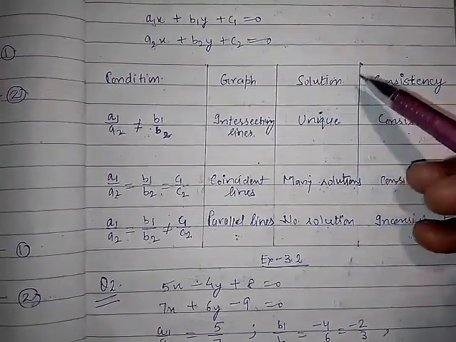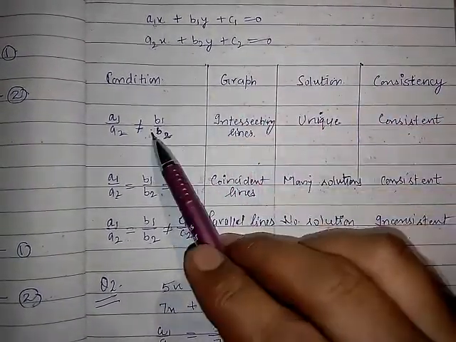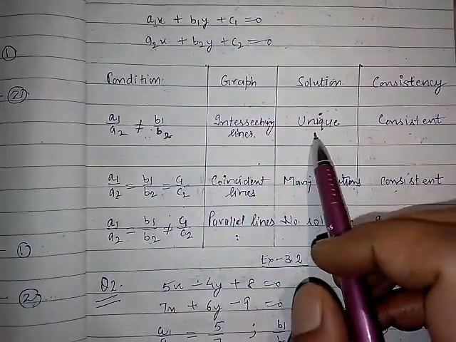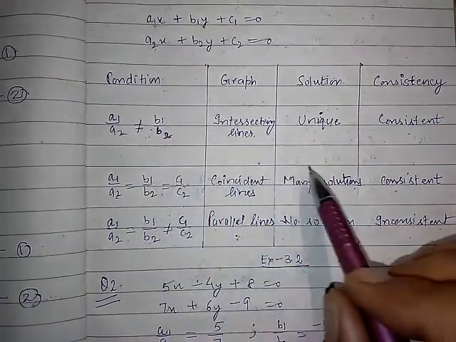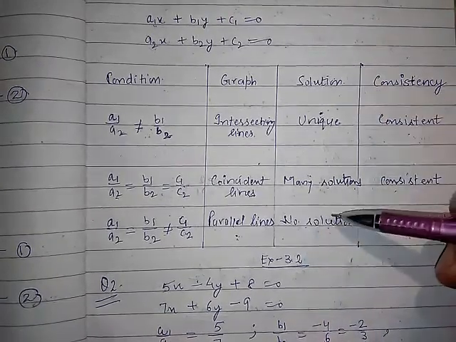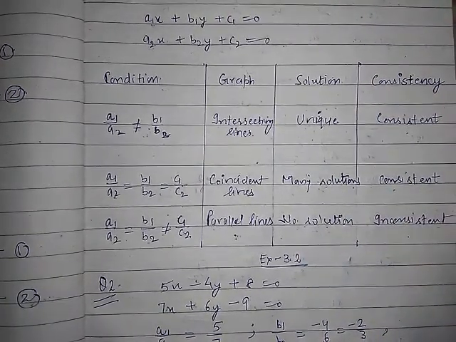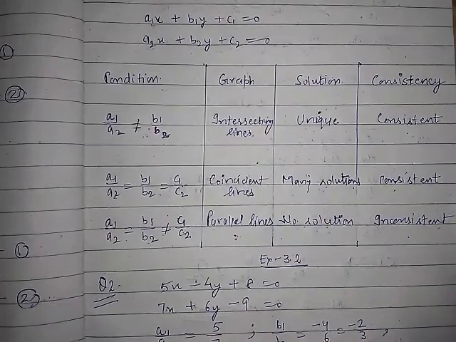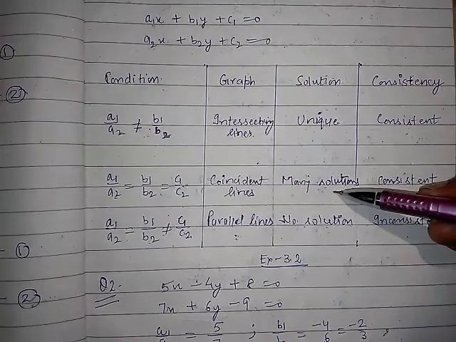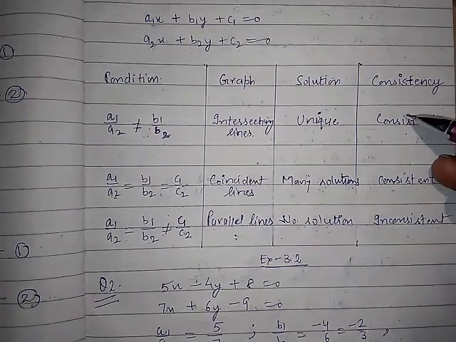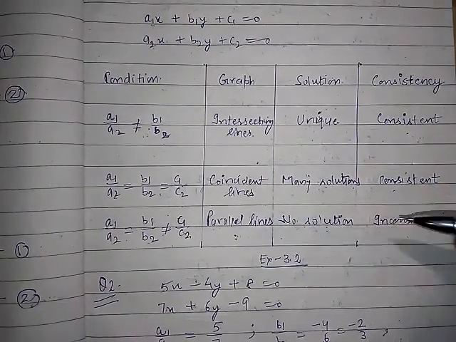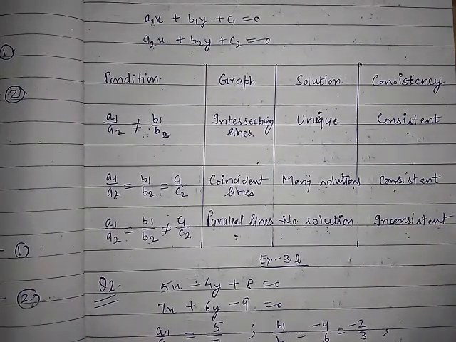Clear? So if you don't have this column, then you need to cram it directly from here. If this condition is there, it means a unique solution. For this condition, many solutions. For this condition, no solution. Clear? So this is all about the second column. Then come to the third one, that is consistency. Keep in mind that whether a system of equations has a unique solution or many solutions, in both cases the system of equations will be said to be consistent. If it has no solution, then it will be called inconsistent, right?